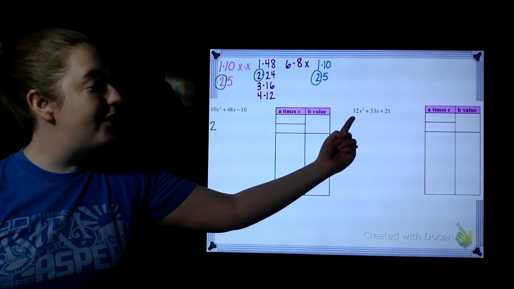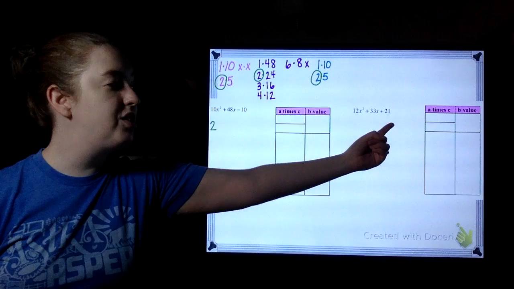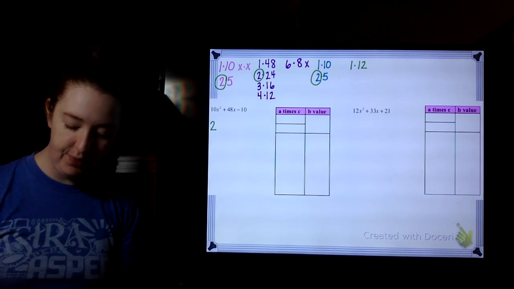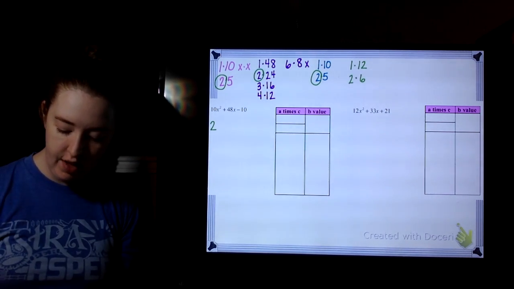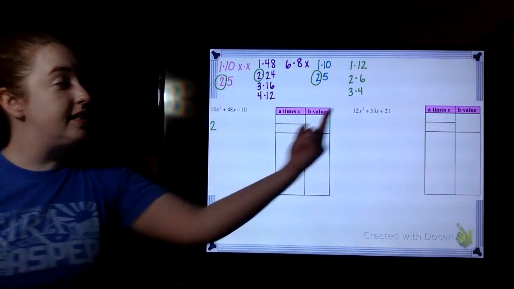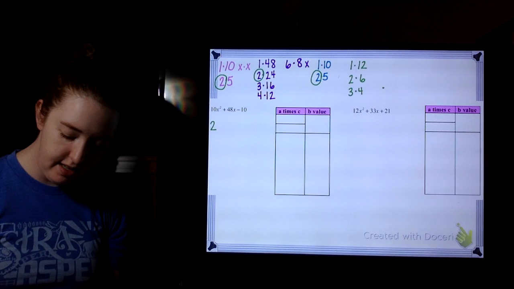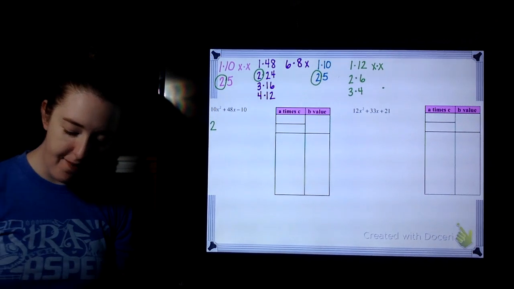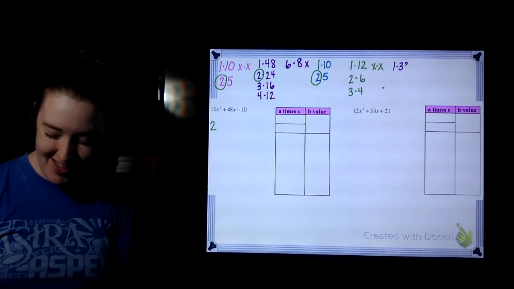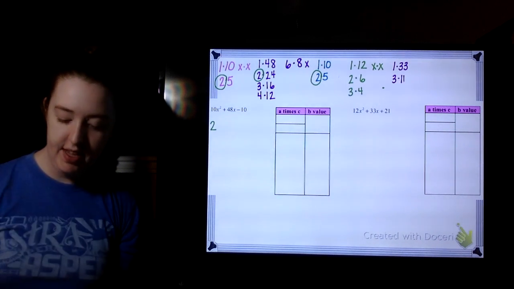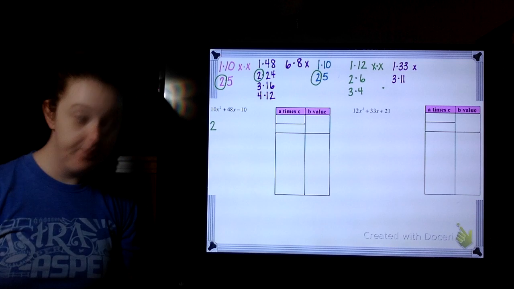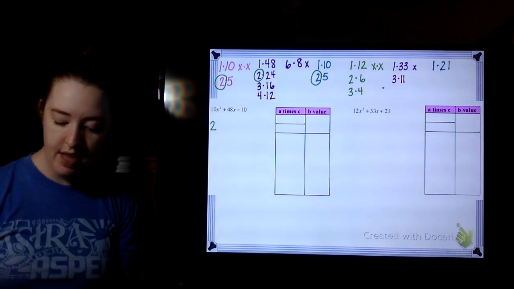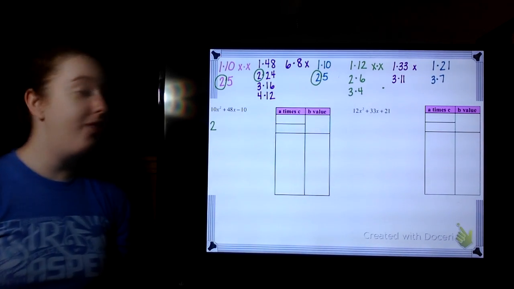All right, our factors over here, we got 12x squared, 33x, and 21. So let's find the factors of 12x squared. So we have 1 and 12, 2 and 6, 3 and 4. And since this is x squared, that means I have x times x. My second term is 33x, so my factors of 33 are 1 and 33, and 3 and 11, and that term has an x. And then my last term is 21, so I have 1 times 21, and 3 times 7 for that term.